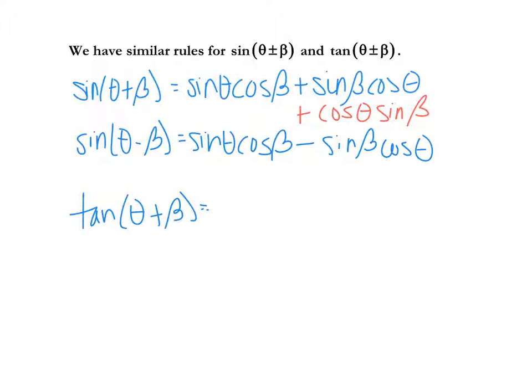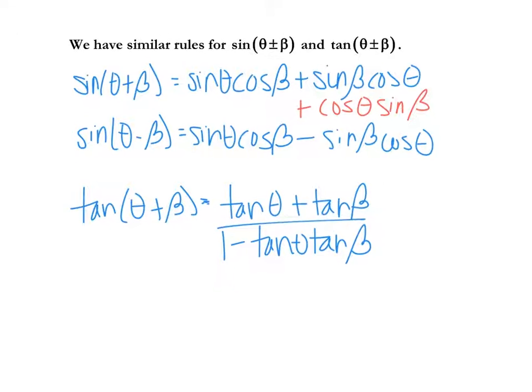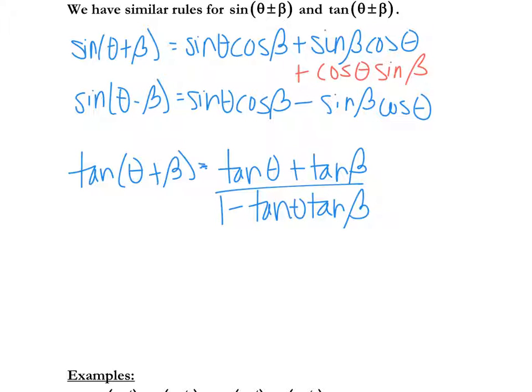So the sum and difference identity for tangent goes tangent theta plus tangent beta divided by 1 minus tangent theta tangent beta. If your brains feel like they're getting overloaded right now, they probably are. You have to practice these note cards. I know Riley likes to write them out. Whatever it's going to take for you guys to memorize them. Once you memorize them, it goes a lot faster and it doesn't seem as overwhelming.